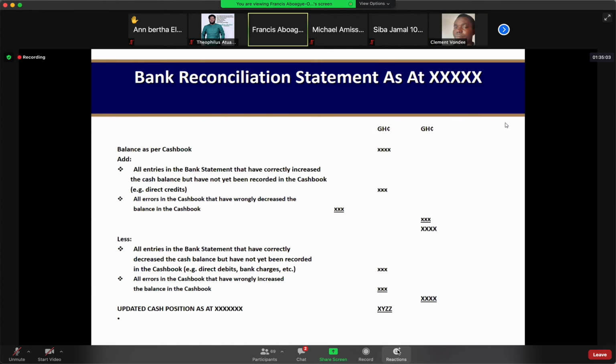So if the bank says that there's an interest, you have not recorded that, and because you have not recorded that in your books, it has a capacity to increase your balance. So whereas the bank has debited, you have not done the credits. So because of that, your balance payments. And you have your answer.